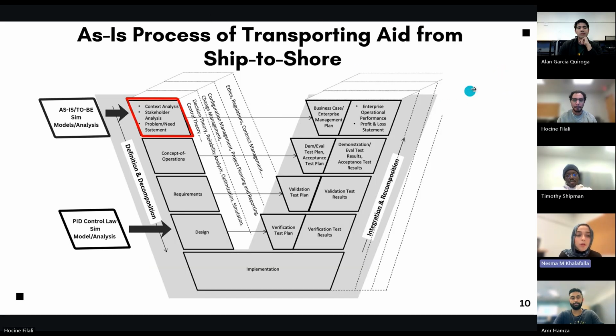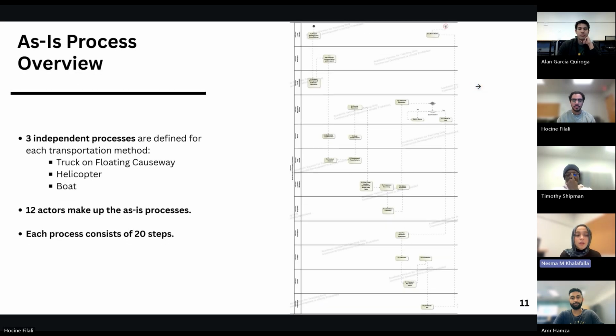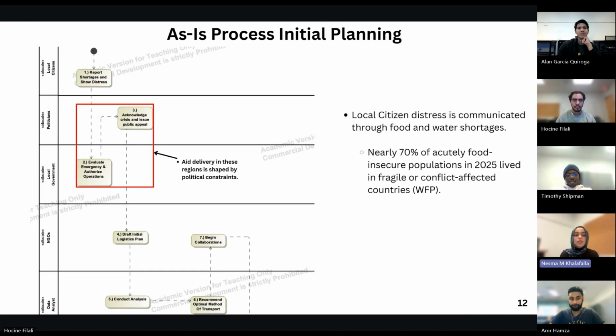I'm Nesma, and I'll be going over the as-is process. So here's an overview of the process. We have 3 independent processes, one for each method of transportation, whether that is the truck on the floating causeway, the helicopter, or the boat. Each process makes up 12 actors and 20 steps. So regardless of the method of transportation, each crisis starts in the same way, where a humanitarian crisis occurs and local citizens should report distress.